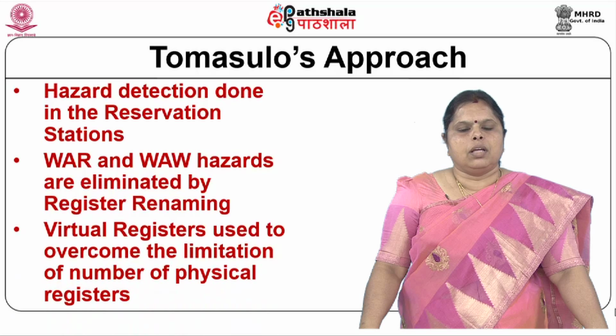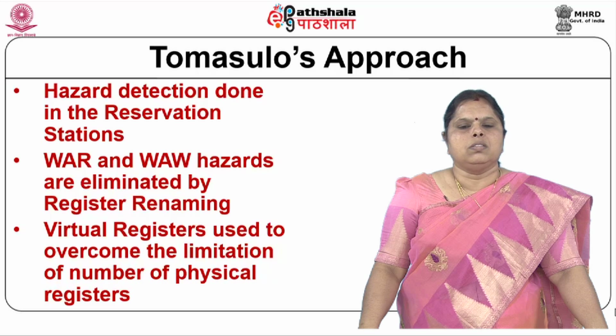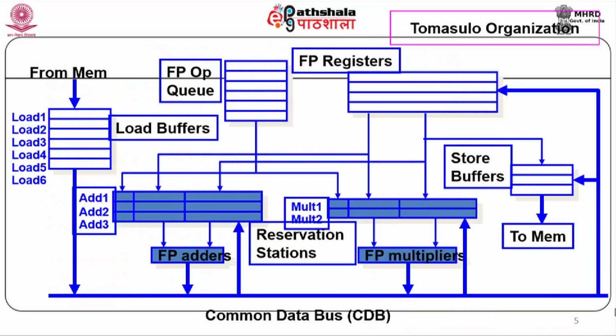In place of virtual registers, we are going to use reservation stations, and this overcomes the limitation of the number of physical registers. So this is the architecture of Tomasulo's approach. Just to recall what we did in the previous module, you have a set of floating point registers and a floating point instruction queue. Instructions are prefetched and put into the floating point instruction queue, and they are removed one by one from the queue. As an instruction is issued, it is removed from the queue.